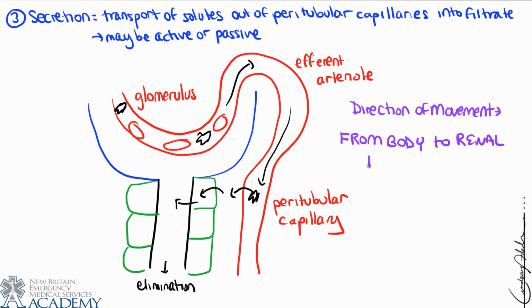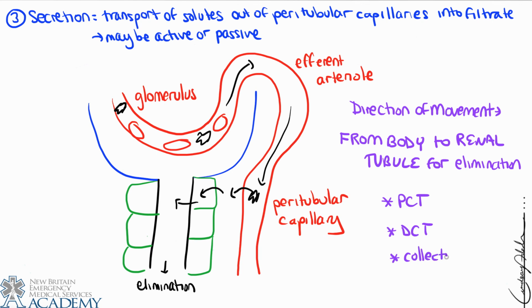So in the peritubular capillary, it has one of two choices. It's either going to keep going, in which case it'll leave the kidney through the renal vein, or it's going to be secreted into the interstitial space, in which case it will ultimately arrive in the renal tubule, and then it will be eliminated. So if it travels all the way through the collecting duct, it will end up in the renal pelvis and then the ureters, and then it will be eliminated, and so on. So this process of secretion can occur in the proximal convoluted tubule, the distal convoluted tubule, and the collecting duct. So that's all for the processes that allow for urine formation.